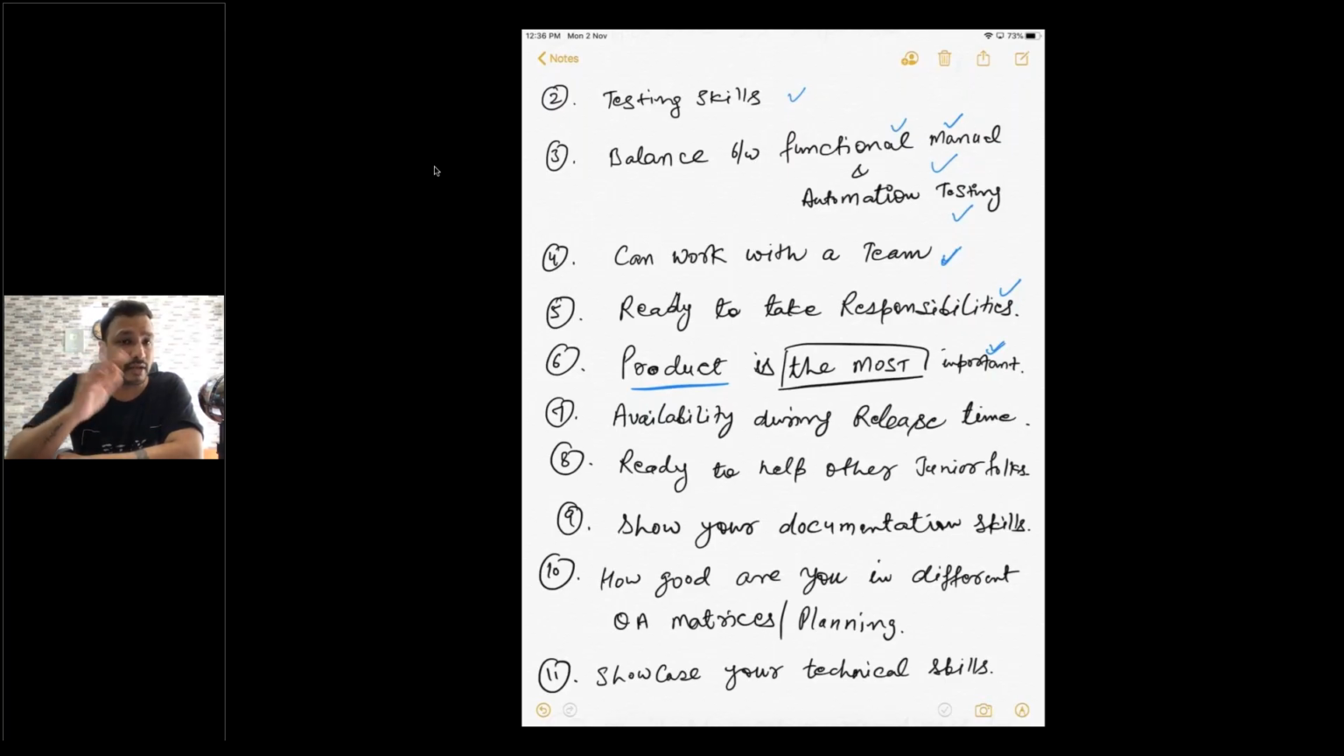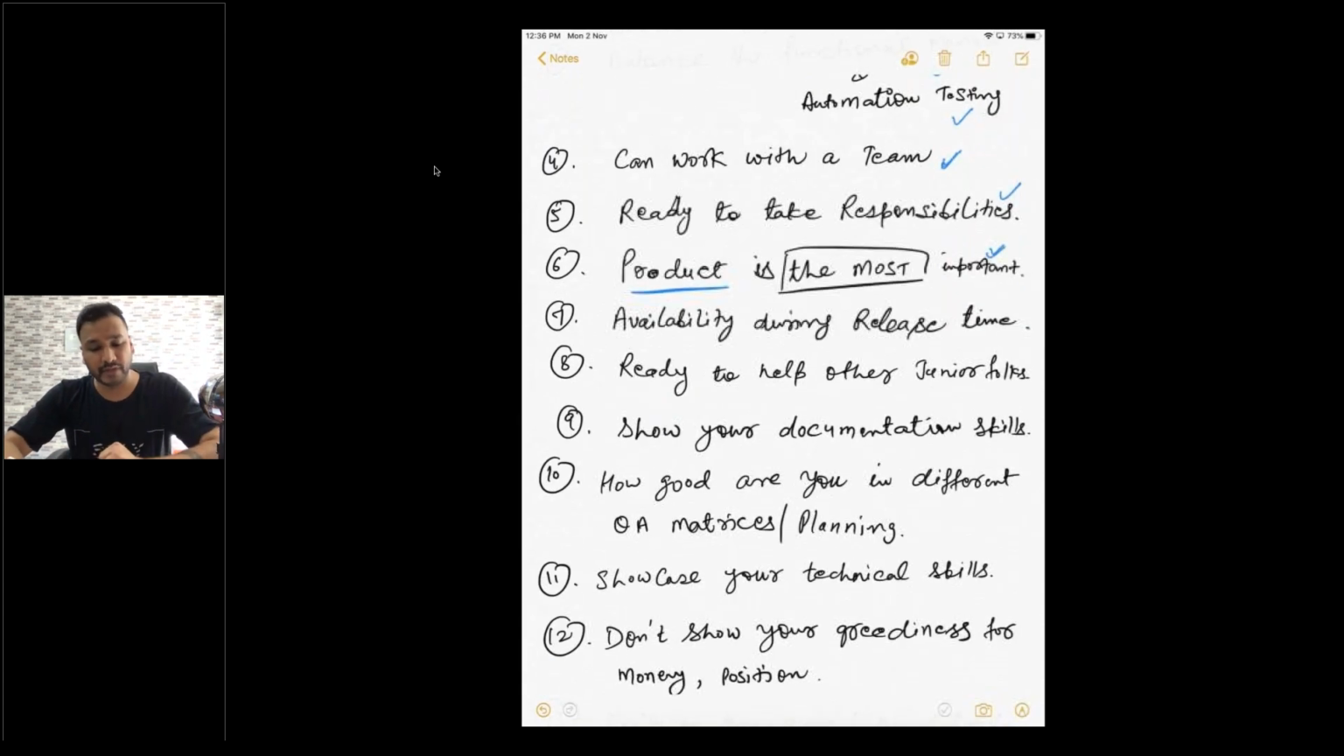So you should know the in and out of the product, what the different features and functionalities are, how to test them, what kind of test data I can prepare. Other things like automation, performance and security testing will come later. First thing is that product is the most important thing for me. Okay guys, now let's see the next point.